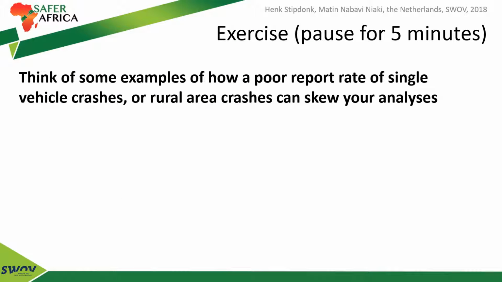In this exercise, you are asked to think of reasons why single vehicle crashes or urban and rural crashes are differently reported and are of a different nature. What could this mean for your police report database and for the analysis you carry out? Would that be a problem or not? Take a few minutes to think about this.